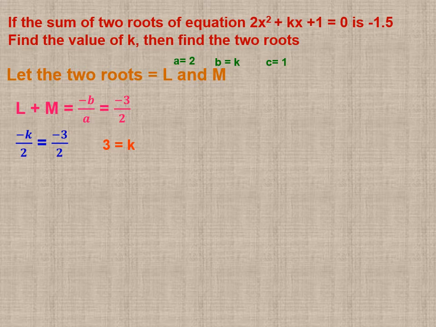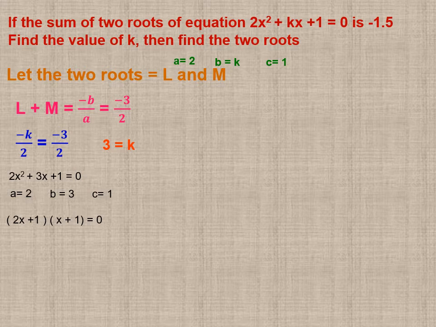This is the first requirement. Then how to find the two roots of the equation? By factorization, okay, by formula, okay. Here I have 2x squared plus 3x plus 1. I can factorize easily. a equals 2, b equals 3, c equals 1. How to factorize? It will be 2x plus 1 times x plus 1 equals 0.